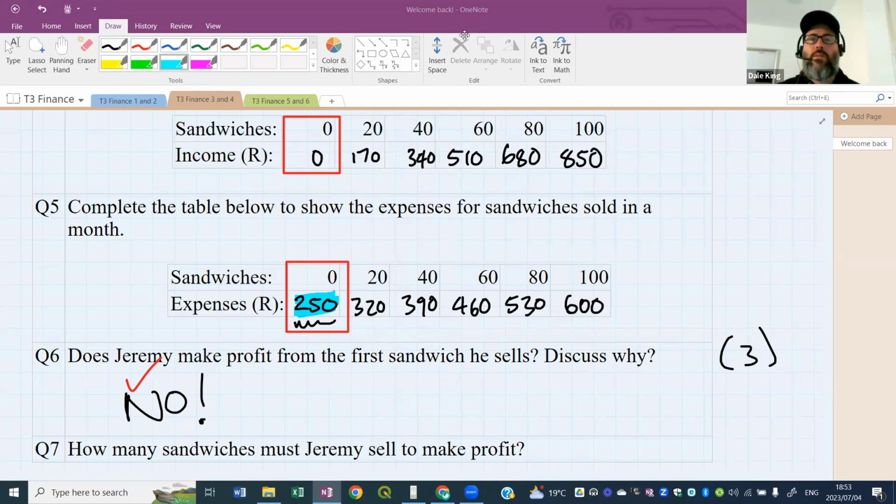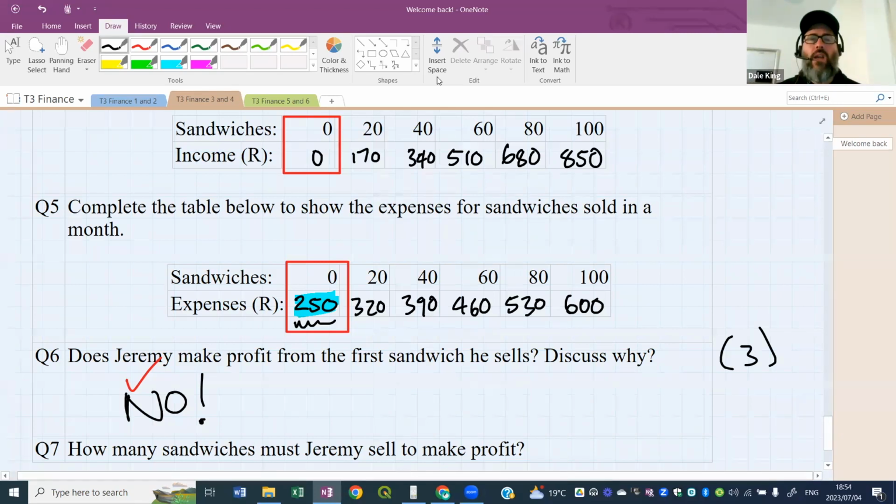Emmanuel, yes, sir, tell me. My answer is that the money he gets from selling one sandwich is less than the amount it cost him to produce it. I'm not sure if I'm making sense. You're close. So the money he gets from one sandwich is much lower than his expenses. So he's not going to make a profit. That's the idea of profit, where your income, and someone else already mentioned this, your income is less than your expense. But why are his expenses so high for one sandwich?